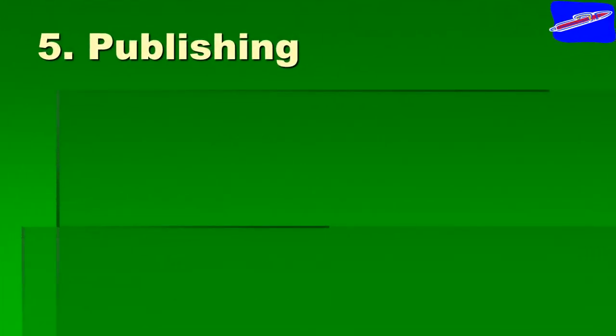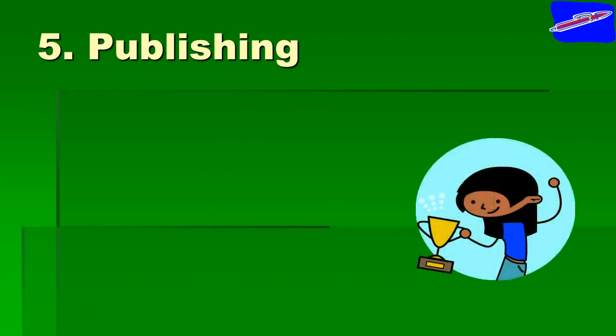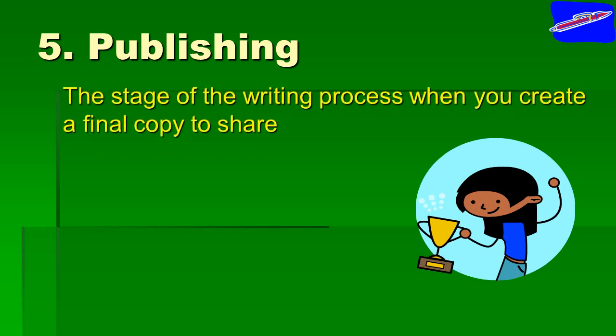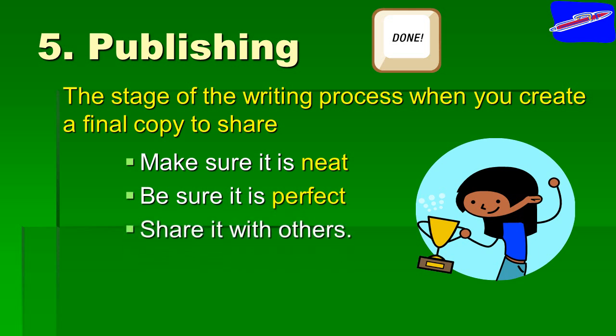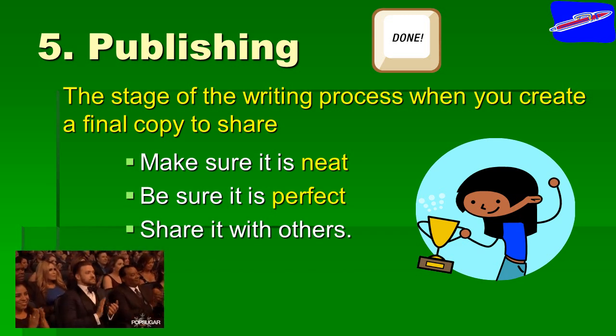The last stage of the writing process is called publishing. This is the part of the writing where you can finally say that you are done with your writing. It's the stage of the writing process where you create a final copy to share with others. As a part of publishing, you make sure that your writing is neat, legible, and readable. You make sure that your writing is as close to perfect as you can possibly make it. And once you know it's where you want it to be, you're ready to share it with others, like Justin Timberlake.